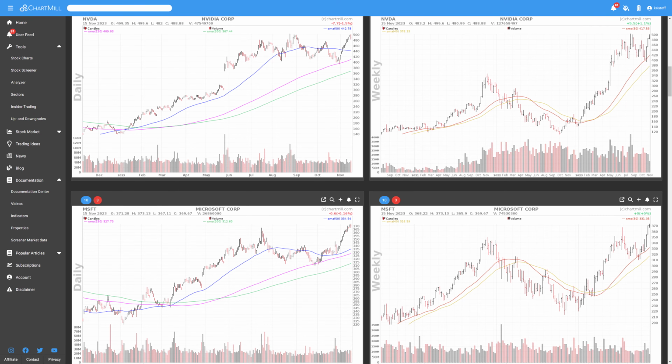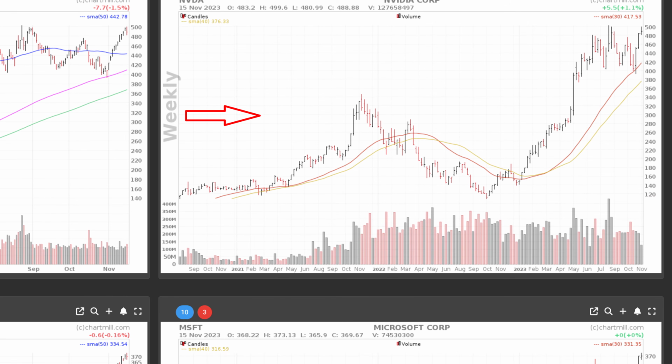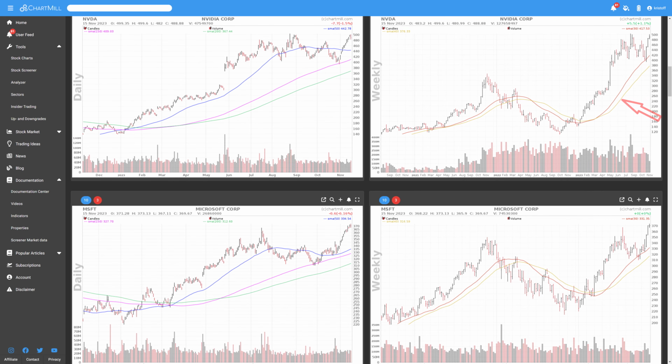Nvidia and Microsoft are two examples that match this trend template. For both stocks, on the left side you will see the daily chart with the 50, 150 and 200-day simple moving average. On the right is the weekly chart for both stocks showing the 30 and 40-week simple moving averages. The 30-week is the equivalent of the 150-day average and the 40-week of the 200-day average. By displaying the daily and weekly charts side by side, you can quickly get a clear picture of where the price is in the upward trend, both for the long and short term.